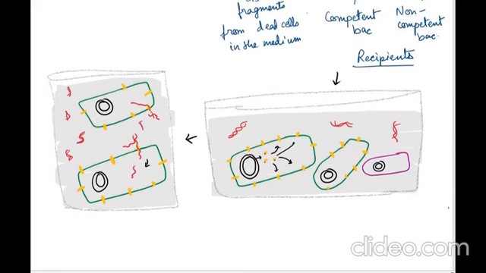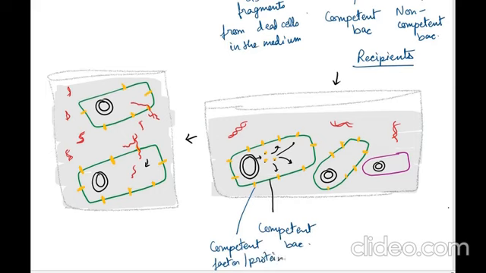Next, what happens? Whatever bacteria was competent, only those bacteria will be able to produce the yellow protein that I was talking about. This competent bacteria is making this competence factor or competence protein, and these are going and getting incorporated within the cell membrane. So now the DNA can enter. The non-competent bacteria has no competence factor.